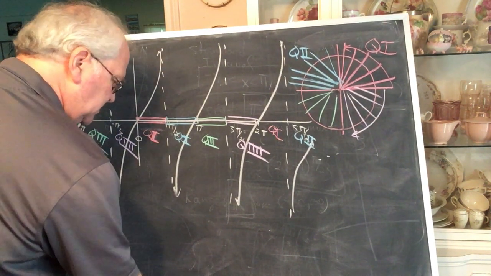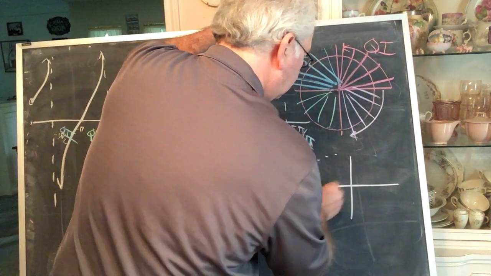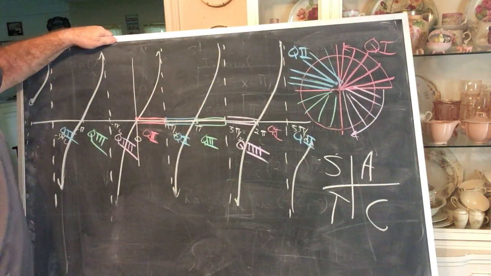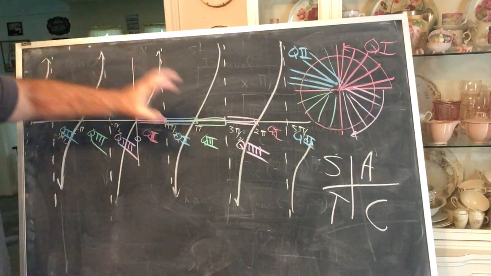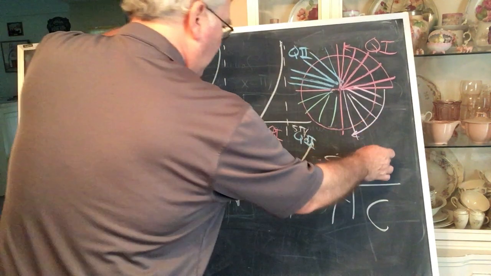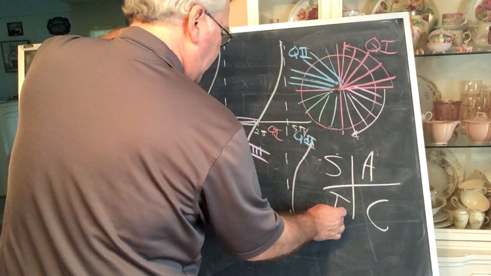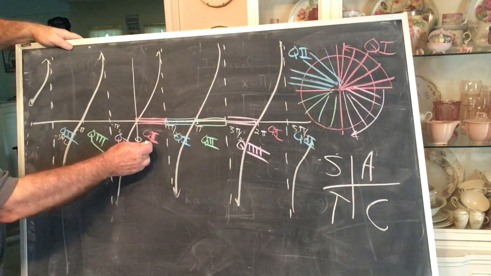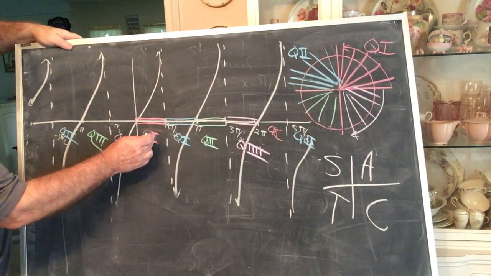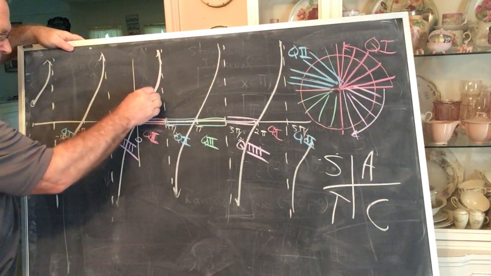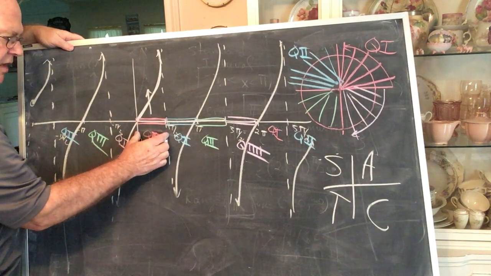And the last piece is, remember this. That's our little memory device for knowing when the various functions are positive in what quadrants. Tangent is positive in quadrant 1 and quadrant 3. It is negative in quadrants 2 and 4. And look, in quadrant 1, tangent should be positive. A curve is positive if the curve is above the axis. And sure enough, the tangent curve is above the axis in this quadrant, quadrant 1.